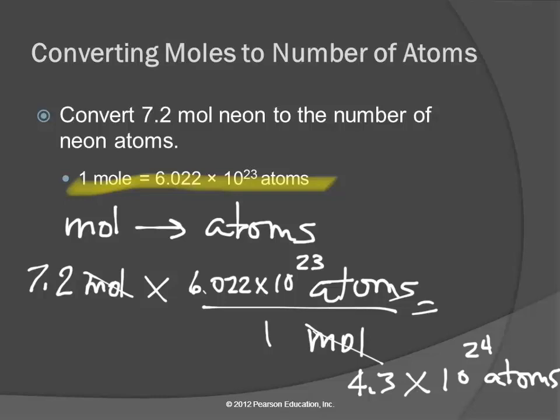When you're solving for a number of particles, whether it's atoms, molecules, ions, you're never going to end up with a negative exponent. If you had a negative exponent because you put the number in the wrong place or you divided instead of multiplying, that would mean you have less than 1 atom. You can't have less than 1 atom. Atoms are the smallest building blocks. You can't have part of an atom, okay?